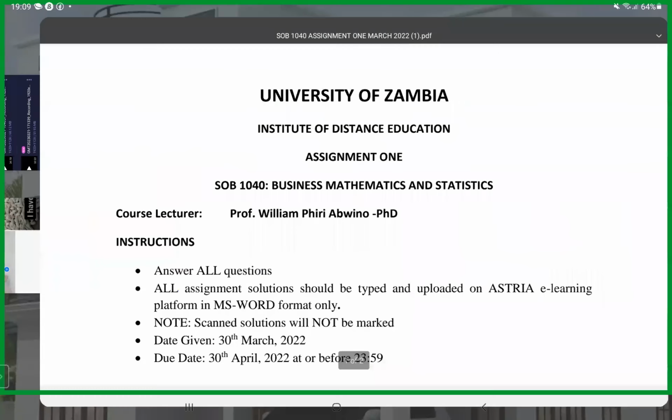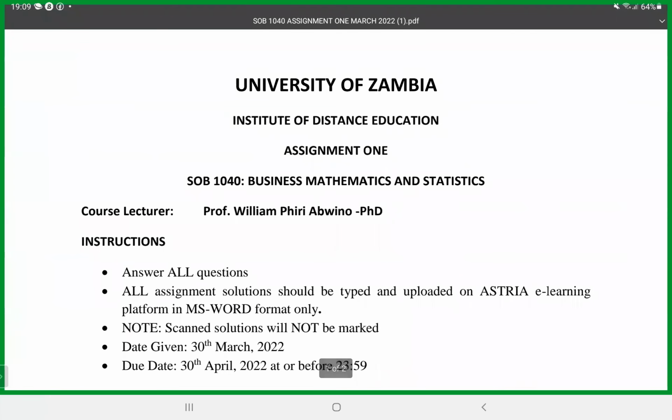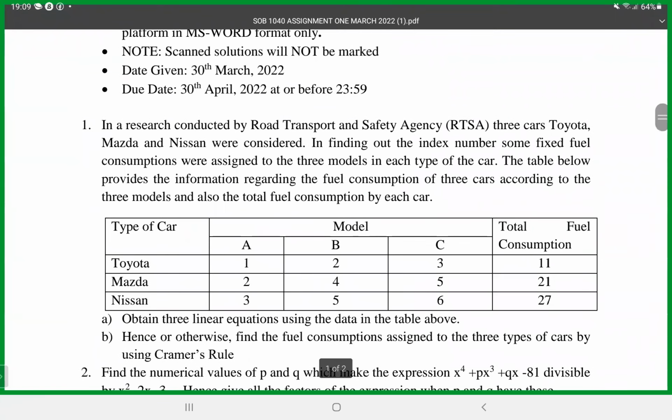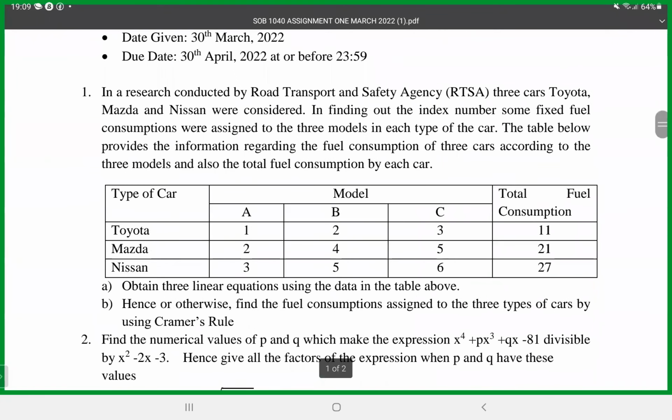Right, so this was the assignment. Those guys were in second year in business mathematics and statistics from Prof. William. I'm interested in the first question.